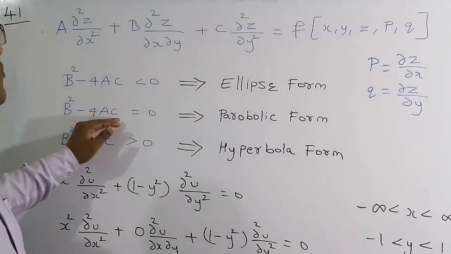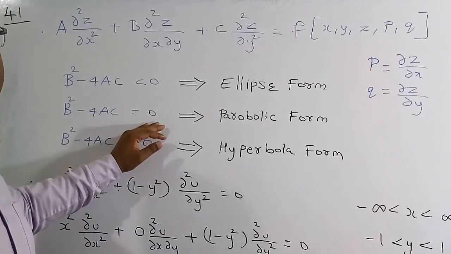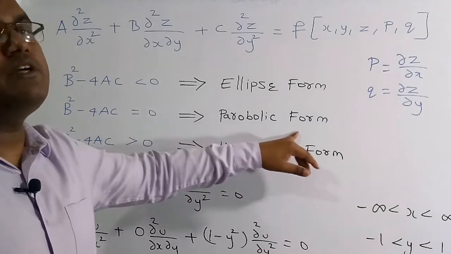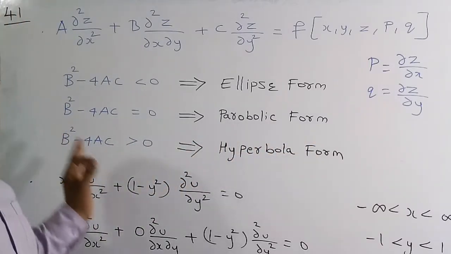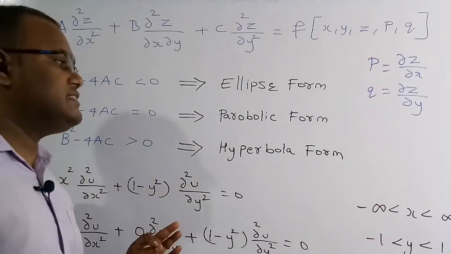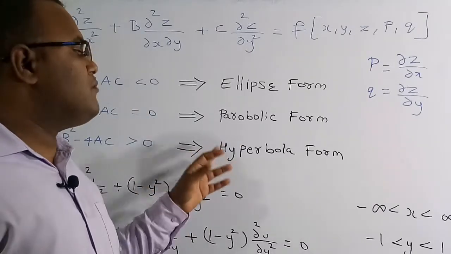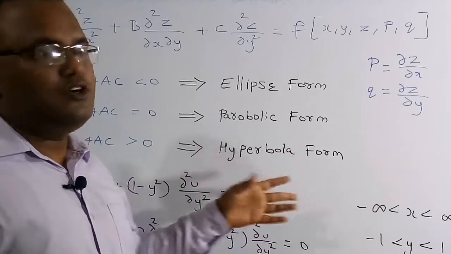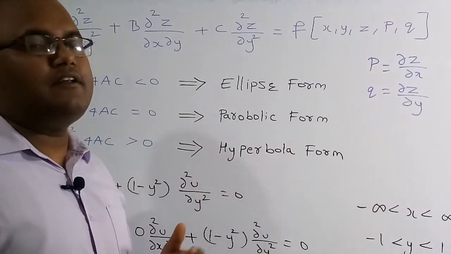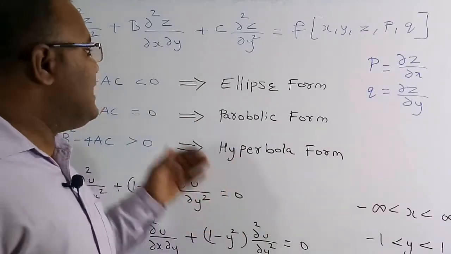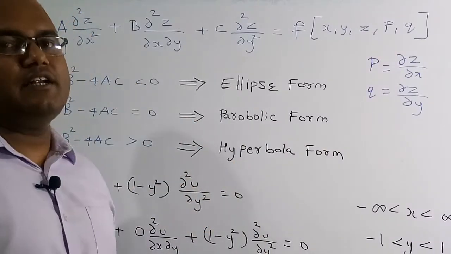Whereas if b square minus 4ac is equal to 0, then the shape of the solution of this differential equation will be in the parabolic form. But if b square minus 4ac is greater than 0, then the solution of this partial differential equation will be in the hyperbolic form. So these are the three forms we can get for the solution of a partial differential equation, by satisfying either of these three conditions.